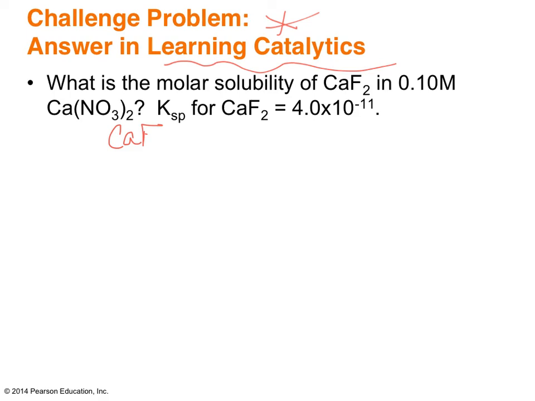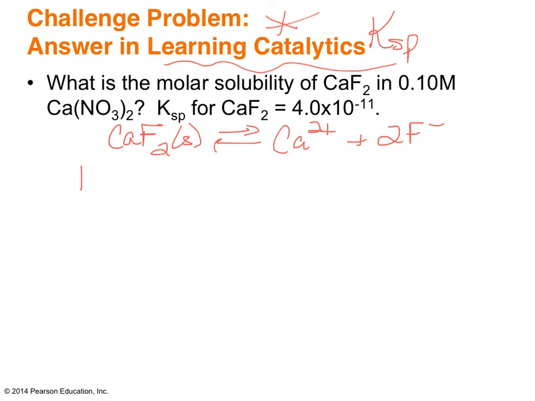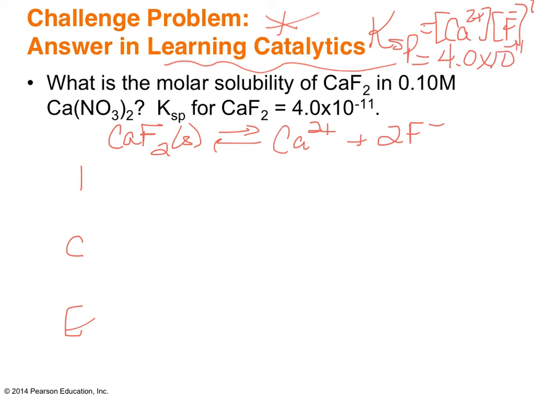Okay, I'm going to go through the steps that I always recommend, and that's to write out the equilibrium expression, paying attention to stoichiometry, and write out the Ksp expression. I'm going to write up here so I don't mess up my ICE table. Ksp equals the concentration of calcium times the concentration of fluoride squared. Okay, and we are given that value. And we're asked to calculate molar solubility, which remember is simply X.